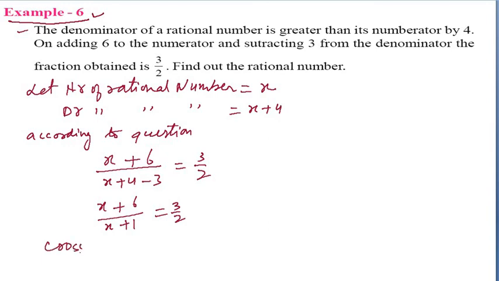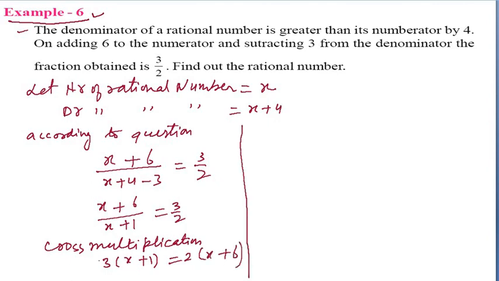Now do the cross multiplication. 3 is multiplied by x plus 1, so you can write 3 into x plus 1, and 2 is multiplied by x plus 6. Now 3 multiplied inside becomes 3x plus 3. And here 2 multiplied by x becomes 2x and 2 multiplied by 6 becomes 12. So 2x is transferred to the left hand side, so 3x minus 2x, and this 3 is transferred to the right hand side. So x is equal to 12 minus 3, that is 9.